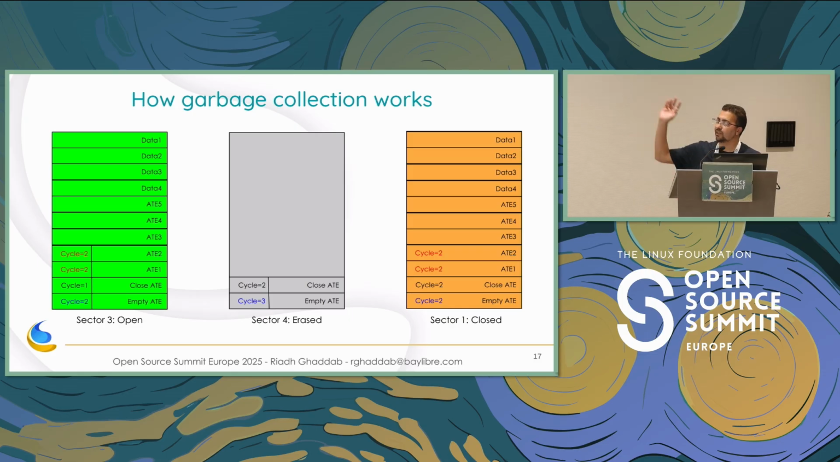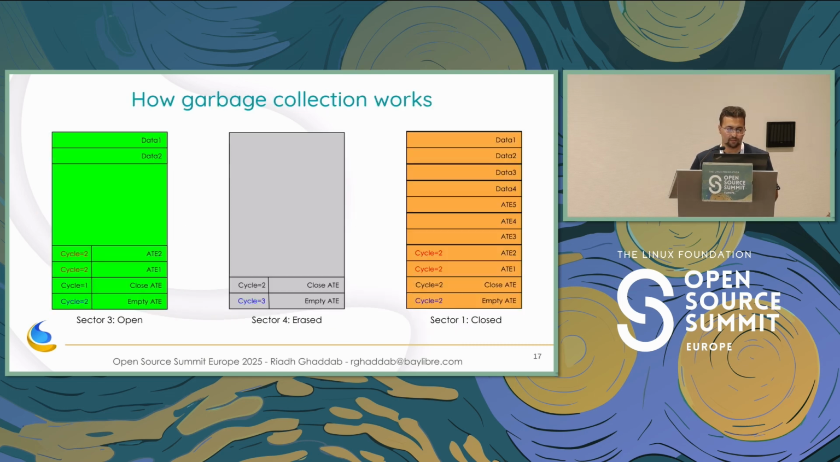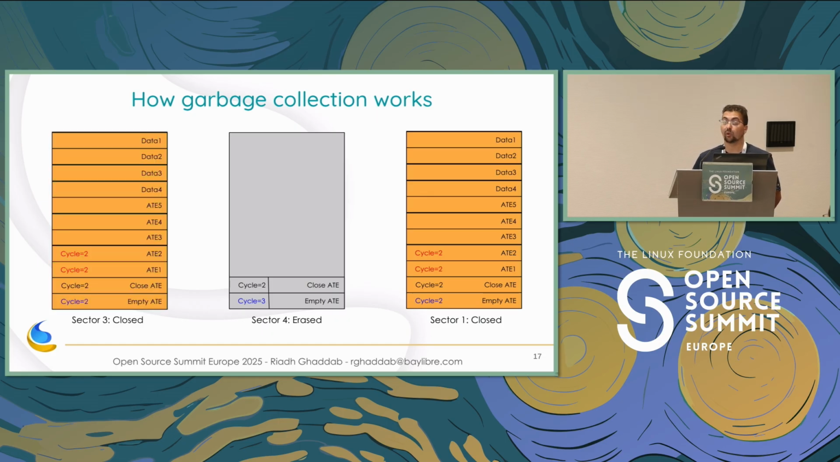So the data disappears. For ZMS, going from open to close is the question here. So going from open to close, this one, right? It's just that the cycle is changing. Exactly. So here we don't erase. A closed sector doesn't mean it's erased. A closed sector means it is full.